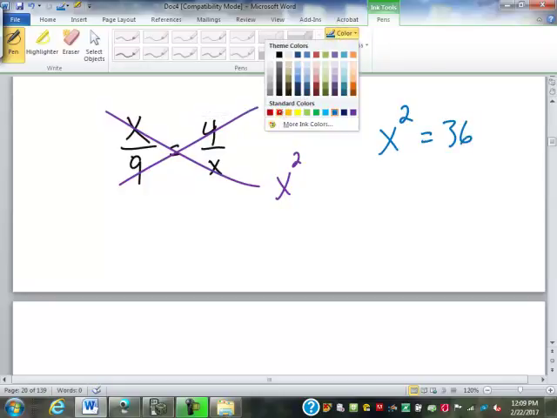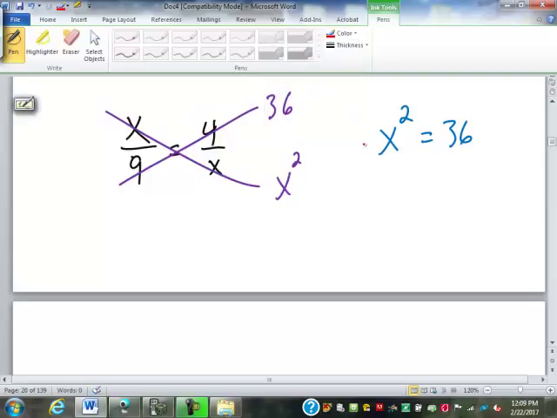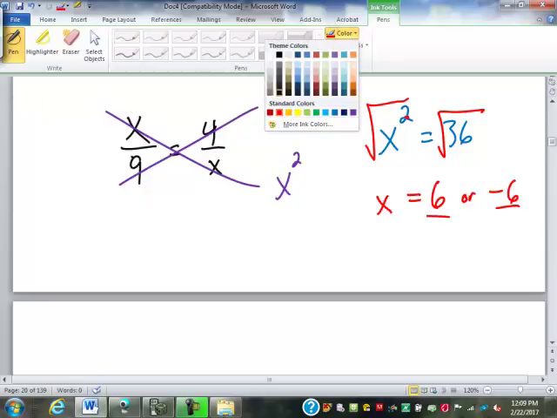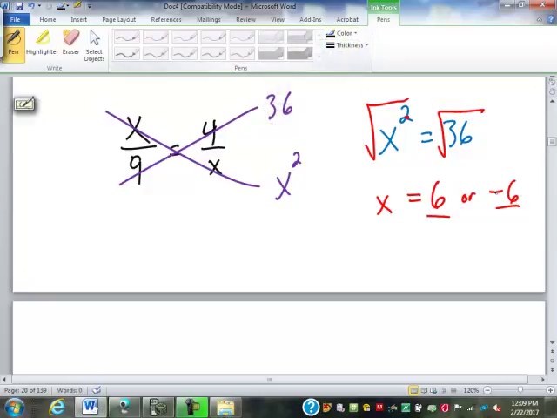So to solve it, we have to square root. The opposite of squared is square root. So the square root of x squared gives us back x. The square root of 36 is 6, or negative 6. Either one would actually make that proportion true. Now in real life, most of the time we're dealing with real life numbers here. Very few times does the negative 6 give us a valid answer for a real life situation.